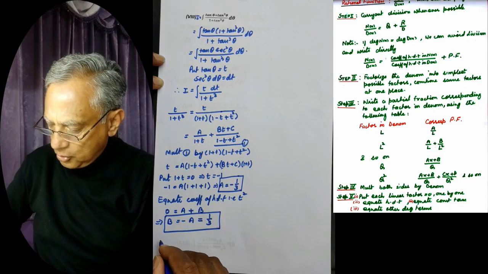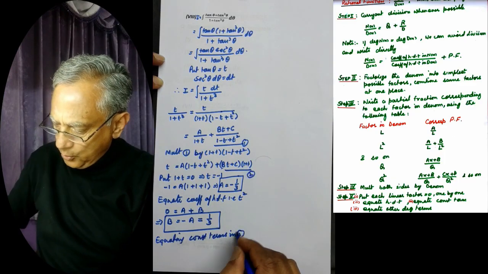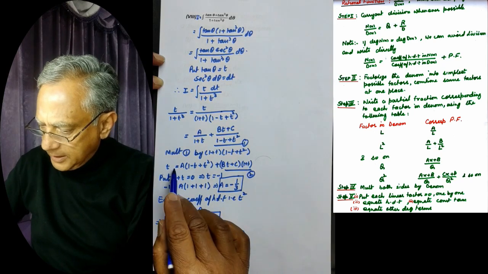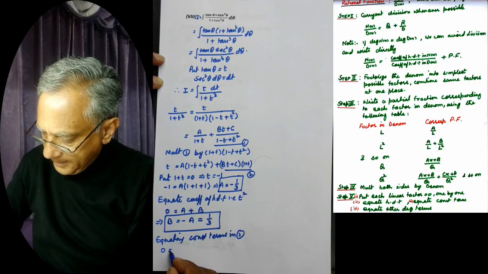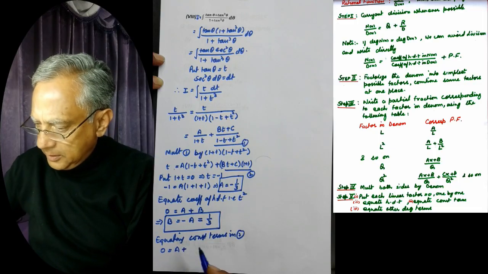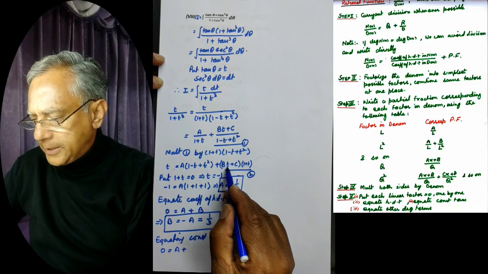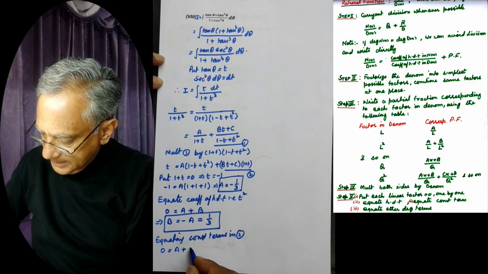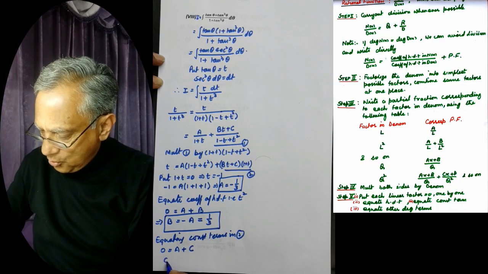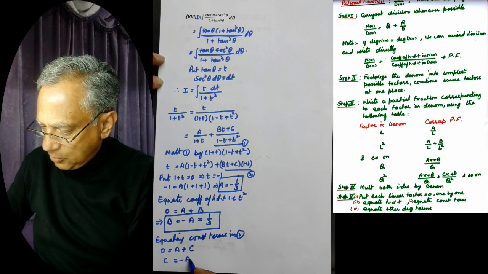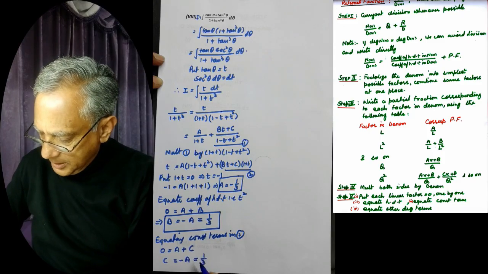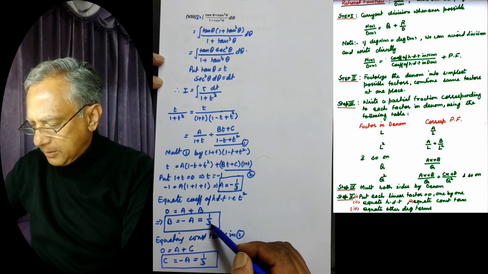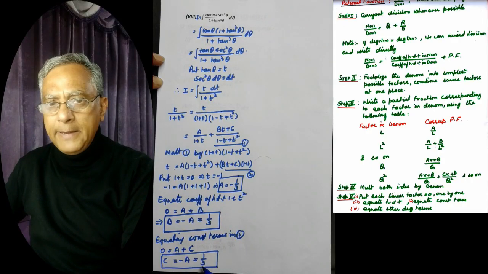Now we equate the constant term in 2. So equating the constant term, the constant term here will be 0 and the constant term from this will be a plus bt. There will be no constant term involving b, and from this we will have constant term c. So c is equal to minus a is equal to 1 by 3. So a is minus 1 by 3, b is 1 by 3, and c is 1 by 3.